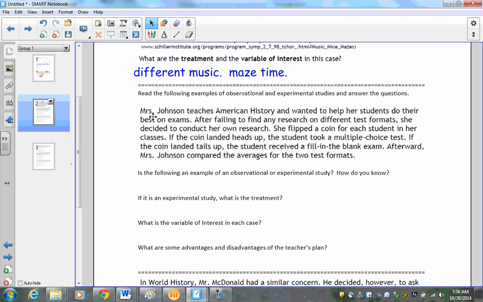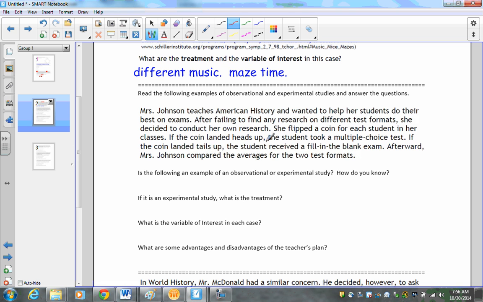All right. Mrs. Johnson teaches American history and wants to help her students in their best on exams. After failing to find research on, she decided to conduct her own research. She flipped a coin for each student in her classes. If the coin lands heads up, the student took a multiple choice test. If the coin landed tails up, the student received a full fill in the blank test.